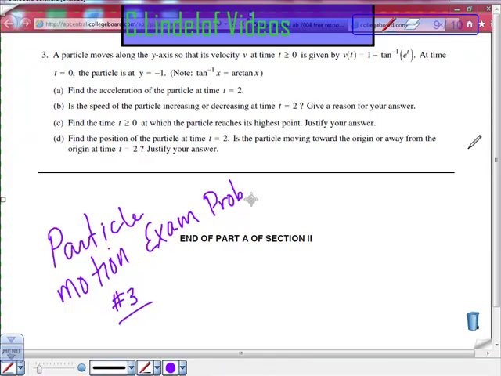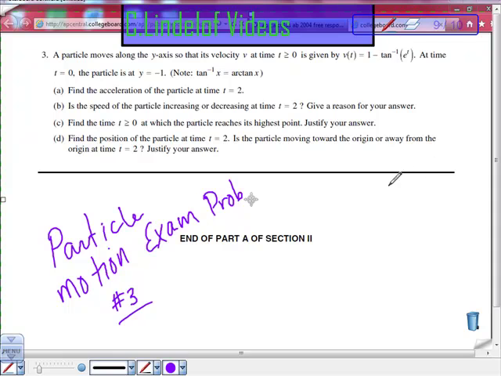AP Calculus AB. This is a particle motion exam problem right off the 2004 free response. It's question number 3, obviously. It says a particle moves along the y-axis so that its velocity v at time t is greater than or equal to 0 is given by v of t equals 1 minus arctan of e to the t power. Also says that at time t equals 0, the particle is at y equals -1.